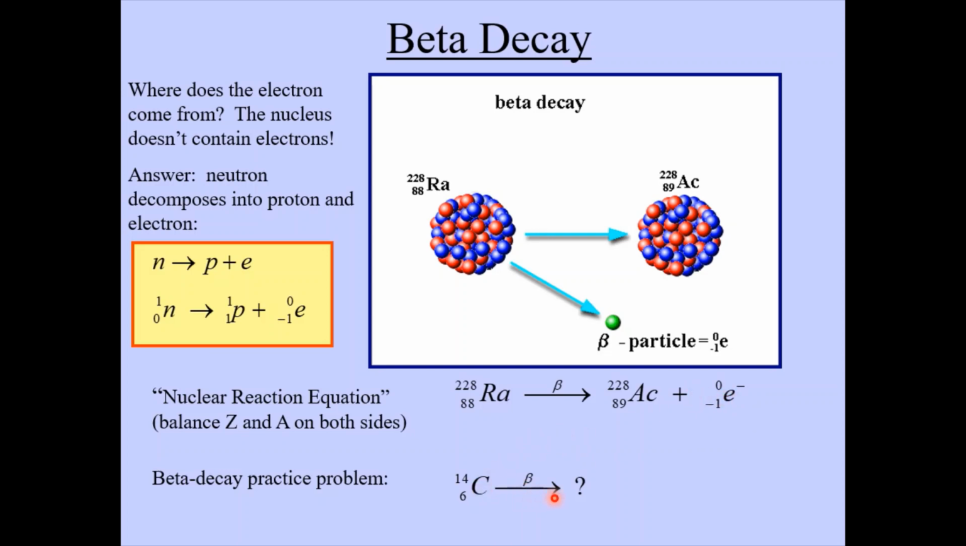Carbon-14 undergoes a beta decay. What are the products over here on the right side? So again, go ahead and pause the video and figure out what the numbers would be. Start with this over here, figure out what these numbers are, and then we'll look on a periodic table to finish the problem.